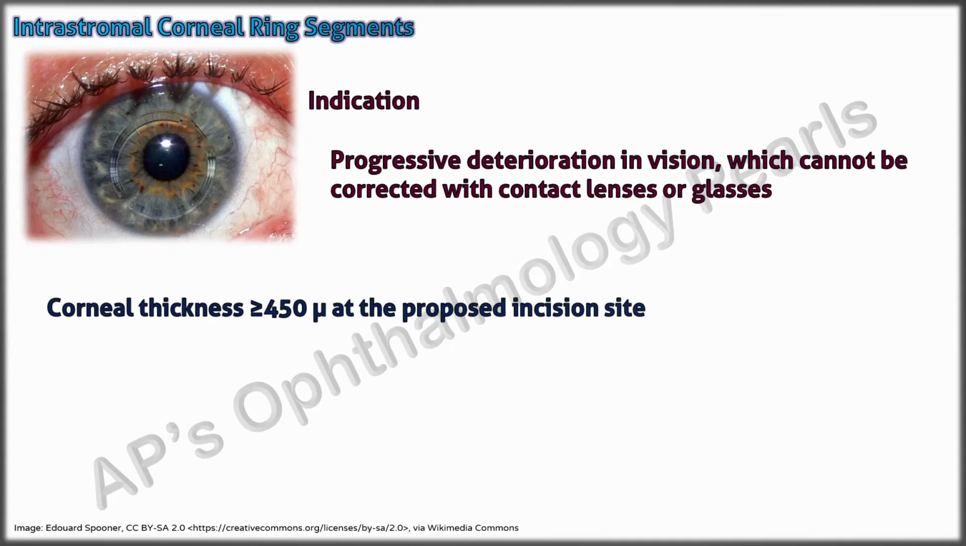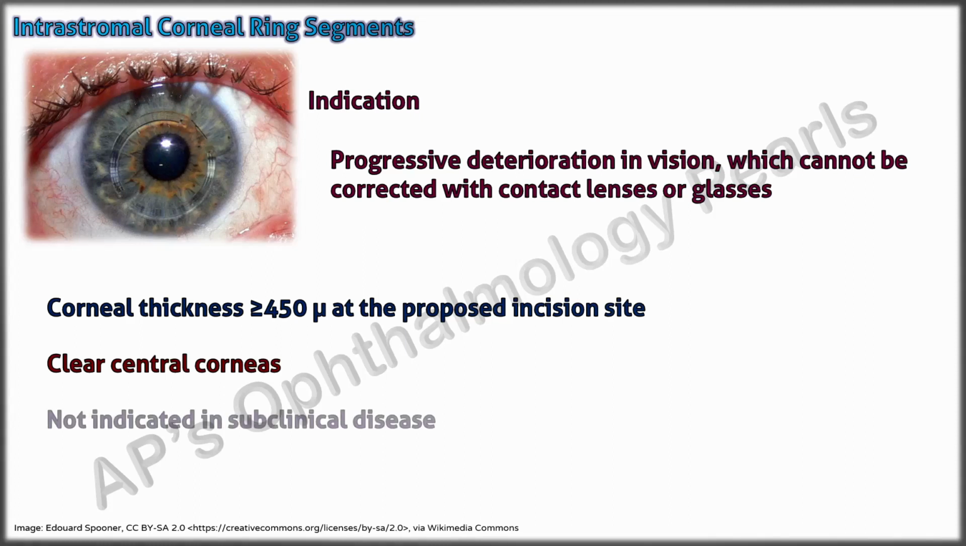Corneal thickness of greater than or equal to 450 microns at the proposed incision site is required for this procedure. The thickness in our patient is considerably less in the right eye. Clear central corneas are required. Our patient has mild apical scarring, and intrastromal corneal ring segments are not indicated in subclinical disease, so there is no indication in the left eye as well. So overall, there is no indication for this procedure.